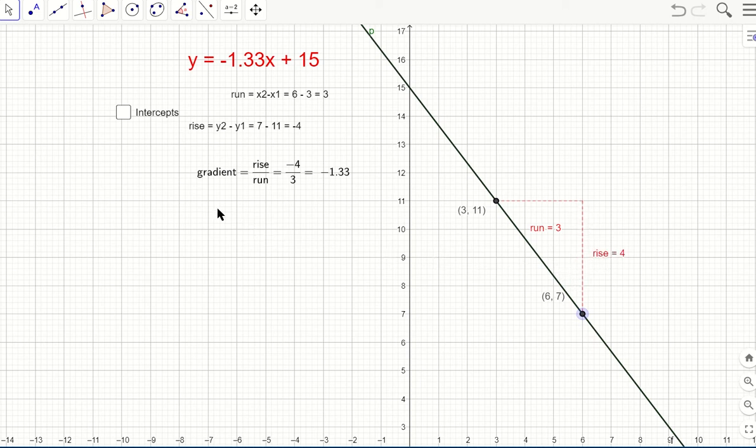And what is our intercept? It is 15. Wow, all confirmed. So this minus 1.33 is really the same as minus 4 divided by 3. So that's exciting to know. Our method is confirmed in using both points and GeoGebra. So let's flip back to OneNote again.